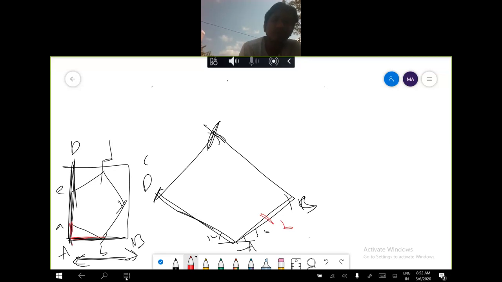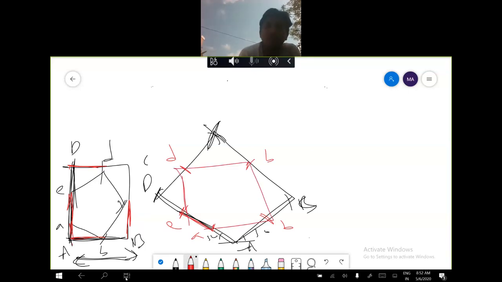Similarly, from A to A I will measure it and cut here. I will get a point here. Similarly, from A to E I will measure here and cut it. I will get an E point. Similarly, from D to D I will measure here and cut it. I will get a D point. Similarly, from B to D I will measure here and cut it. I will get a B point. I will join all these points and form a hexagon.